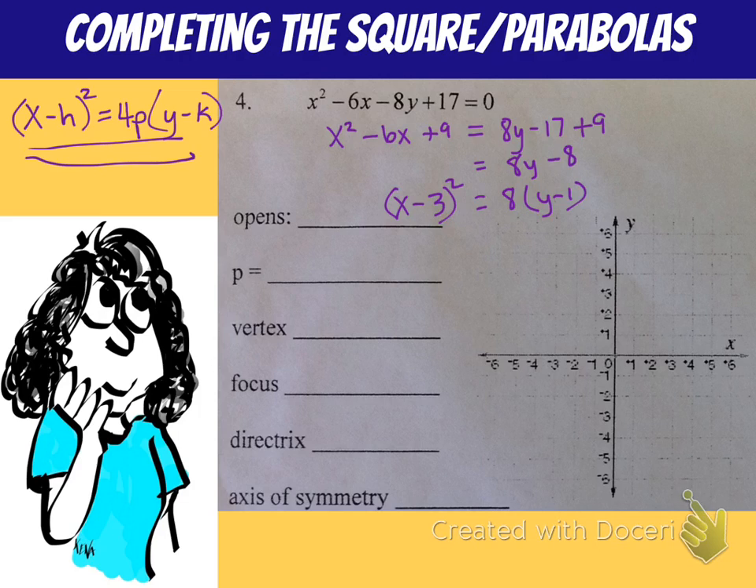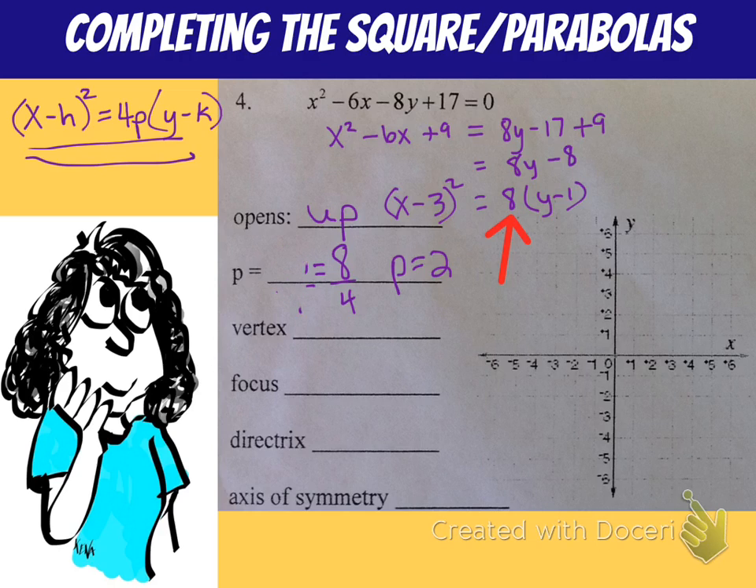So we can see now that this equation, based off of looking at this portion right here, I don't see a negative sign. So I know that is going to open where? Up. Now, I can solve for p because I know that this portion of the equation, also right here, is equal to 4p. So if I set 4p equals 8 and I solve it, dividing by 4 on both sides, p is going to be equal to 2.